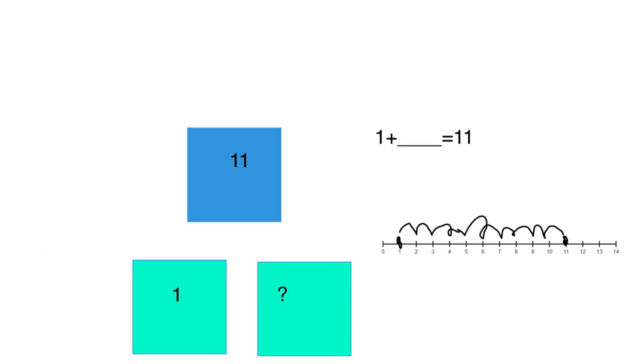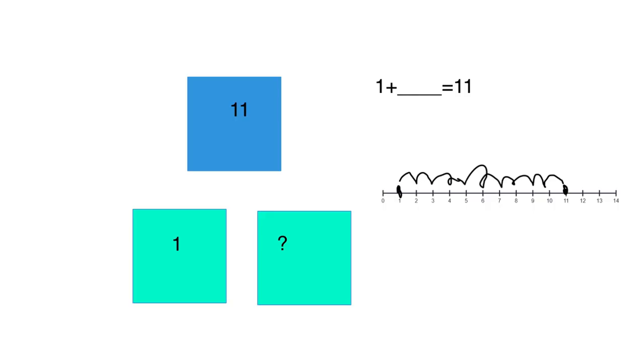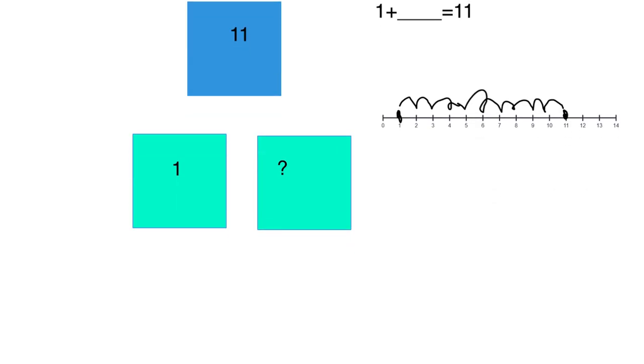So we can use this for various equations if we want to find the missing number, the missing part, we could say, because we have one part, we just need to find the other part to equal the whole. So we have 10 jumps in between that.